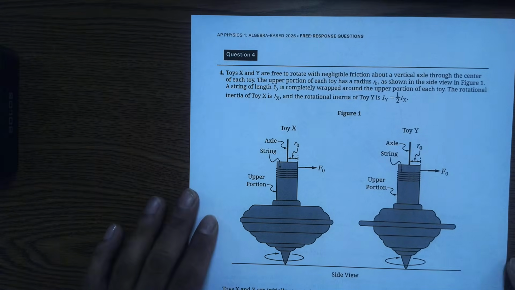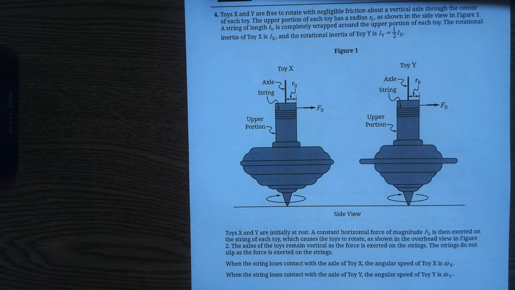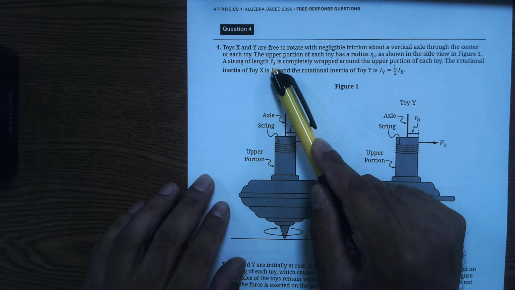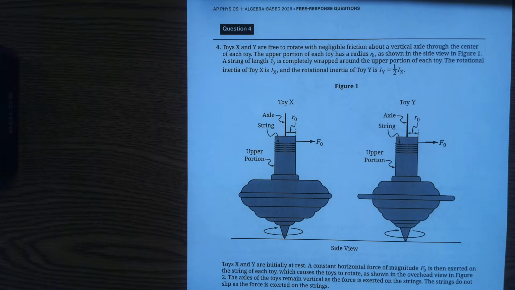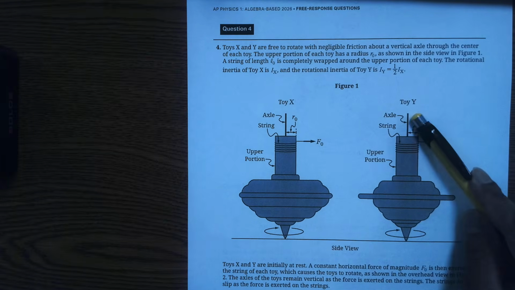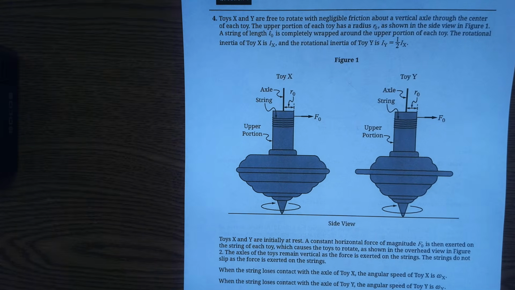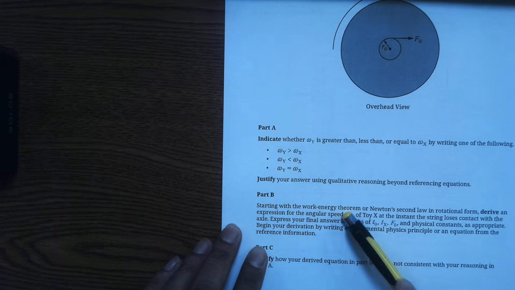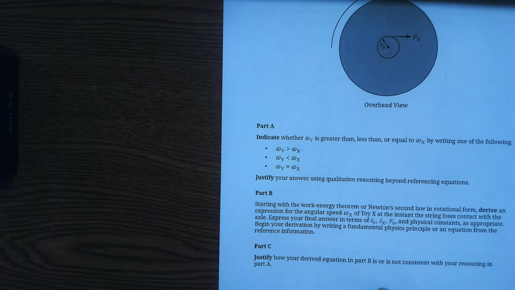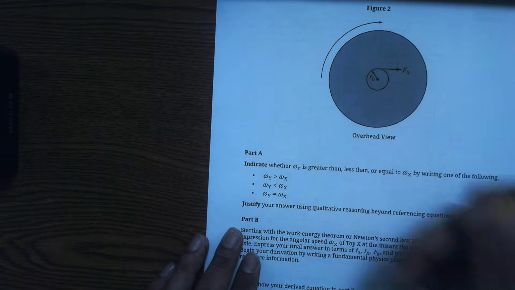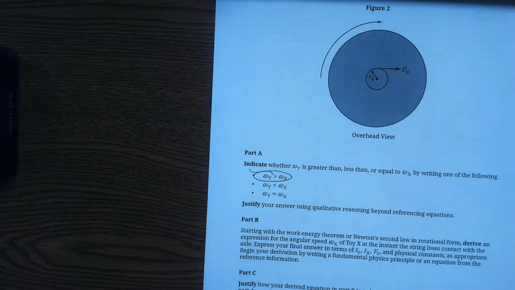Question 4, two tops. You want to essentially figure out who's going to have the bigger inertia once the strings leave the thing. Both of the strings have a length of L0, and the inertia of y is a half of the inertia of x. You might think forces, velocity, momentum. Don't do that. You can actually go back here and it'll tell you, starting with the work energy theorem for the derivation, which means you should think about this question from either a torque and acceleration and kinematics perspective or a work energy perspective. So I can, however, say that omega y is greater than omega x.